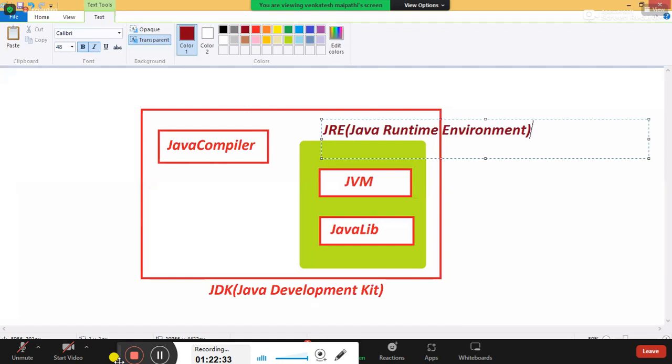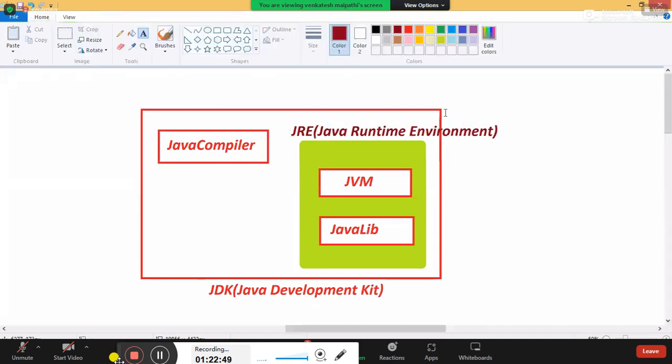So JVM is a part of JRE. JRE is a part of JDK. The two together we call a runtime environment. Runtime environment means execution environment. We call it JRE. All of you understood this diagram now, right? JVM is part of JRE. JRE is part of JDK. That's the concept. Because they'll ask it together, do you know?